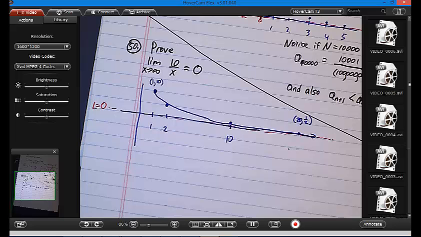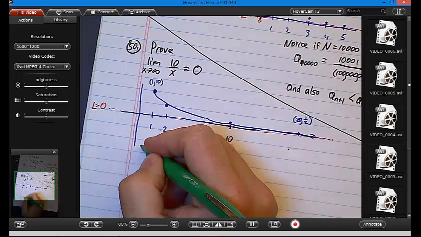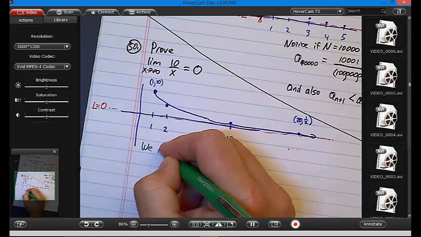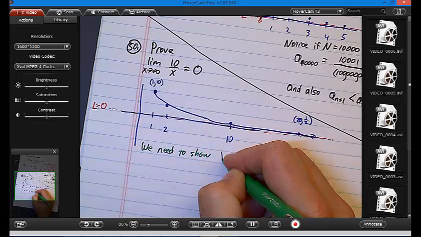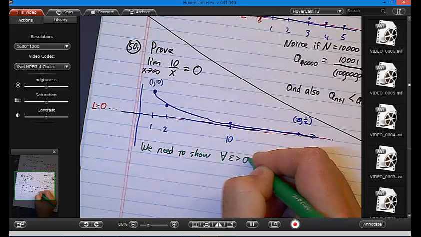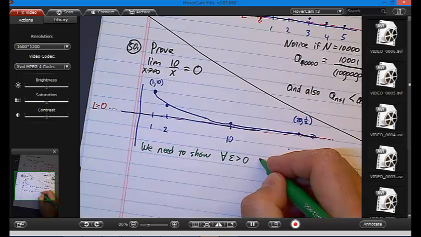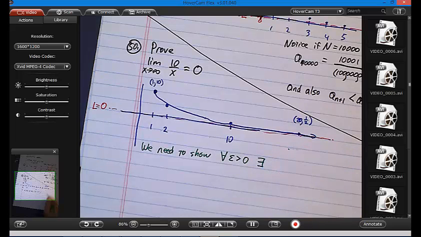So here I go. We want to prove this. So we need to show for every epsilon greater than 0, there exists, oh, timeout. Hey, one thing to say here. The first problem I gave you was a sequence. This is not a sequence, this is a function, but it's done almost exactly the same way.